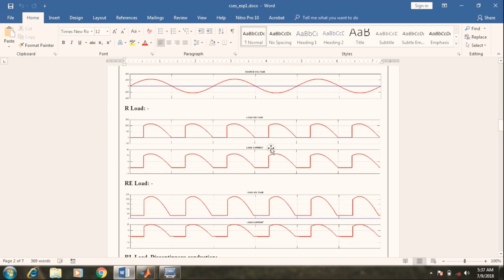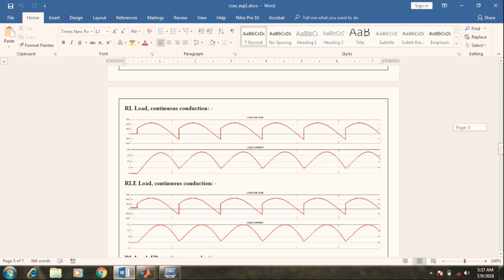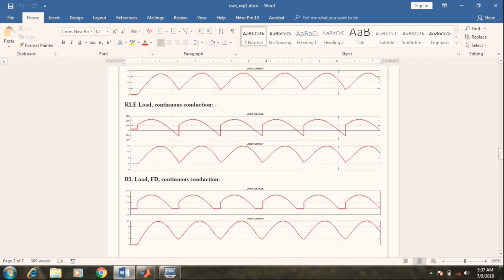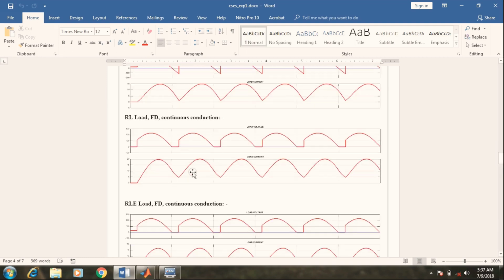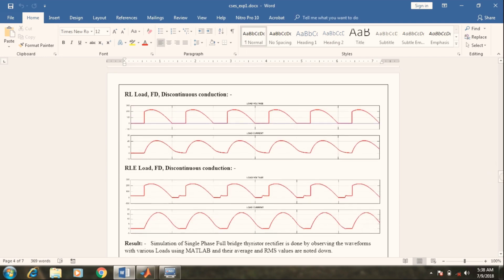These are some of the waveforms that we will get for R load, for RE load, for RL load discontinuous conduction, for RLE load discontinuous conduction, RL load continuous, RLE load continuous, and RL load with freewheeling diode continuous conduction. In continuous conduction, you can see the current is not zero, it is continuous. RLE load with freewheeling diode: if a freewheeling diode is there, voltage can't go negative. Then RL load discontinuous conduction with freewheeling diode, and RLE load discontinuous conduction with freewheeling diode.